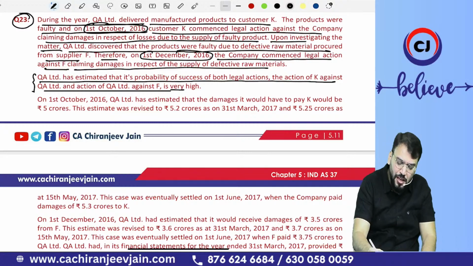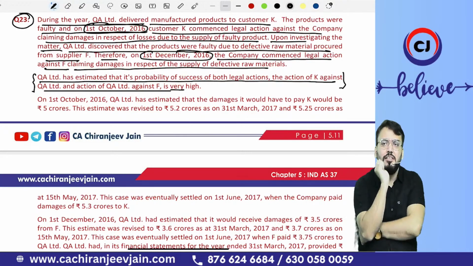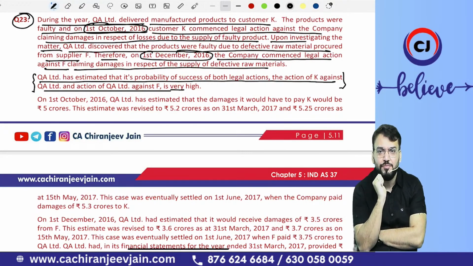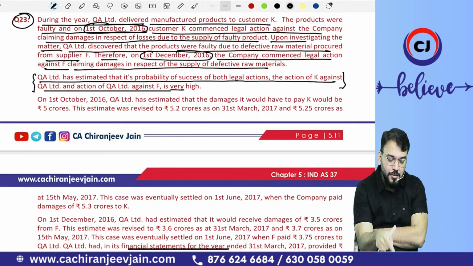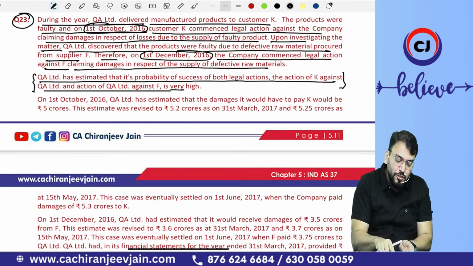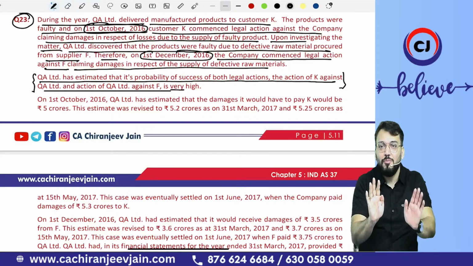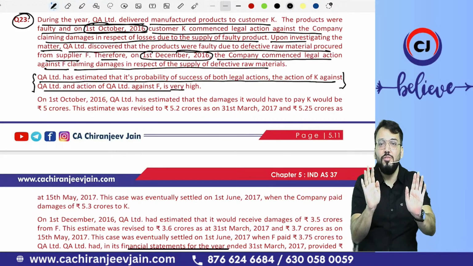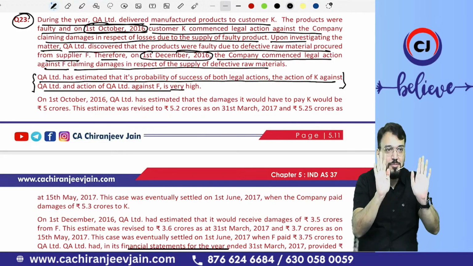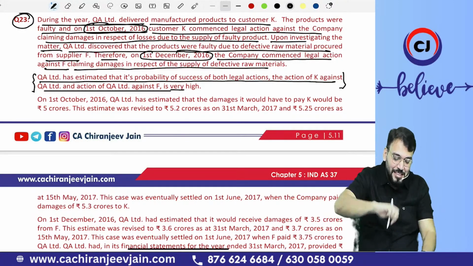If you have understood this now, then we can move ahead. English is a very funny language. What they want to say? In the first case, the chances of winning are for whom? QA or K? Customer or QA? Look, there is doubt. Someone is saying QA also. Who is saying QA? Yes, wait one second.